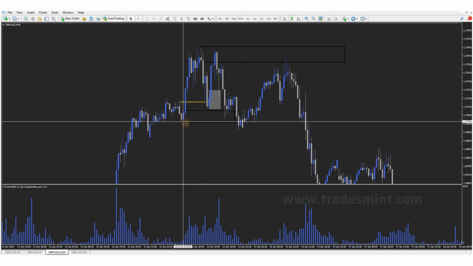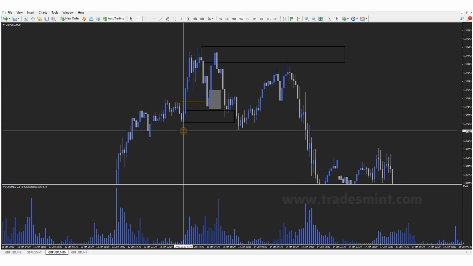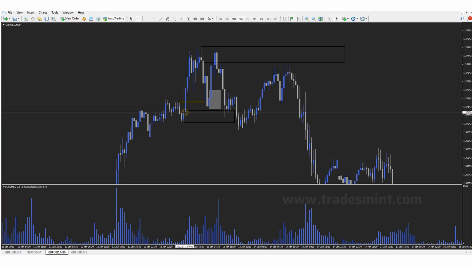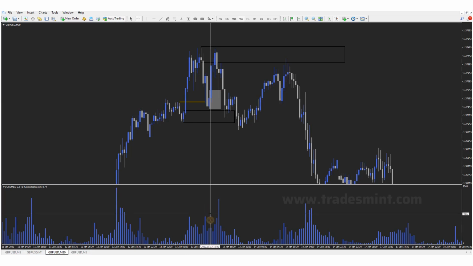Also I marked the demand zone. Once again the leg out has a bigger volume, and I marked with the yellow line the previous broken lower high. The gray box is another demand zone. Also the leg out has a bit bigger volume.